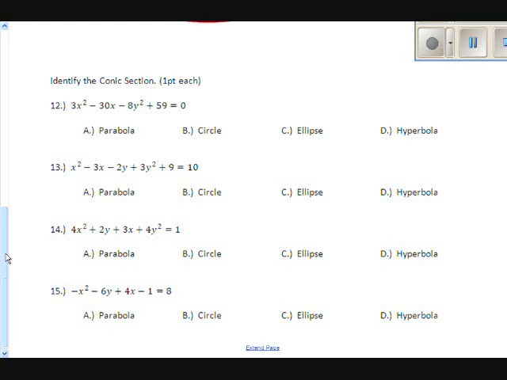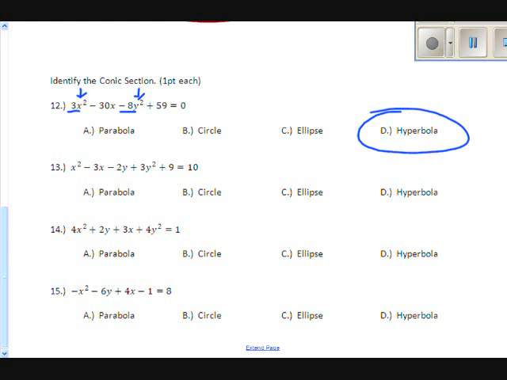Okay, so if we look at this one, does it have only one quadratic term? No, it's got 2 quadratic terms. It's got an x squared and a y squared. Are the coefficients the same? The 3 and the -8? No, so it's not a circle. Do they have the same sign? No, so it's not an ellipse. One's positive, one's negative. So that means this one's going to be a hyperbola.